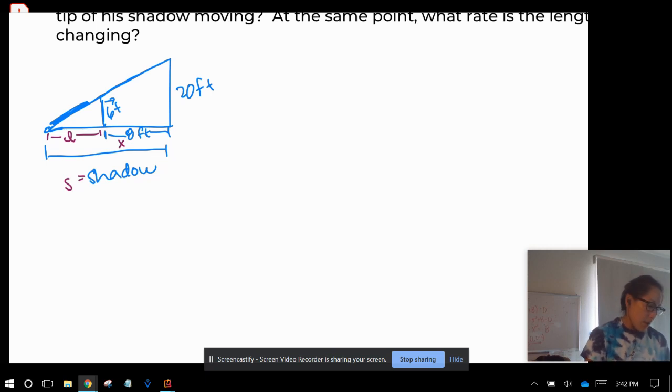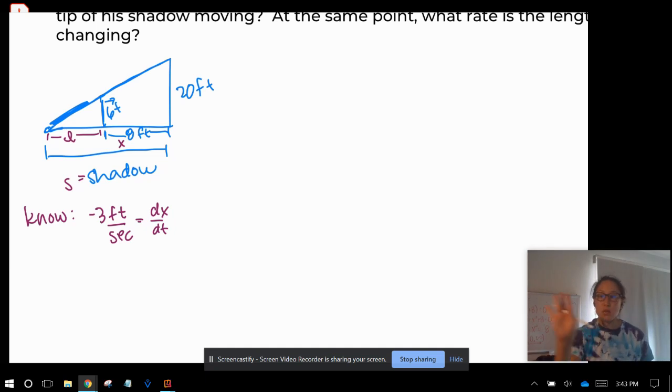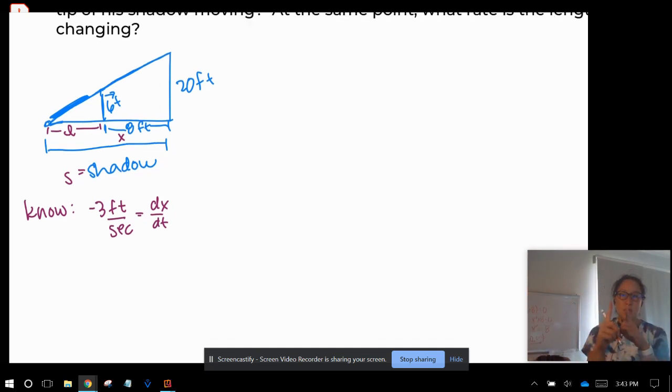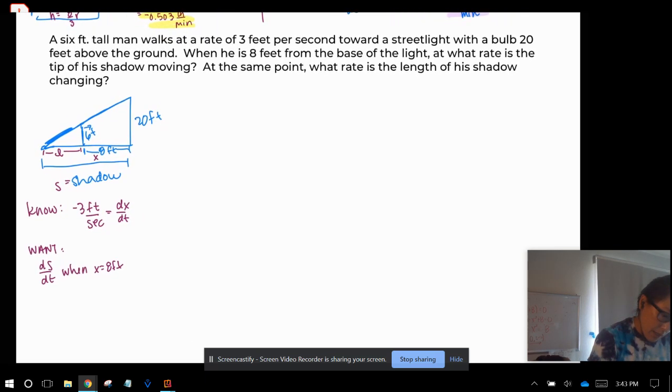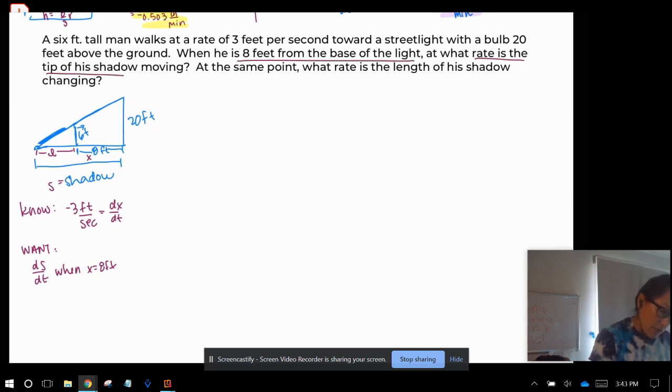Okay, so right now I know that our guy is moving at a rate of negative 3 feet per second towards the streetlight. Since he's walking towards the street light, the distance of 8 feet is going to shrink, so we're going to use a negative rate. We want ds/dt when x is equal to 8 feet. So when he is 8 feet from the base, what is the rate the tip of the shadow is moving? So we want to know the rate of the shadow.